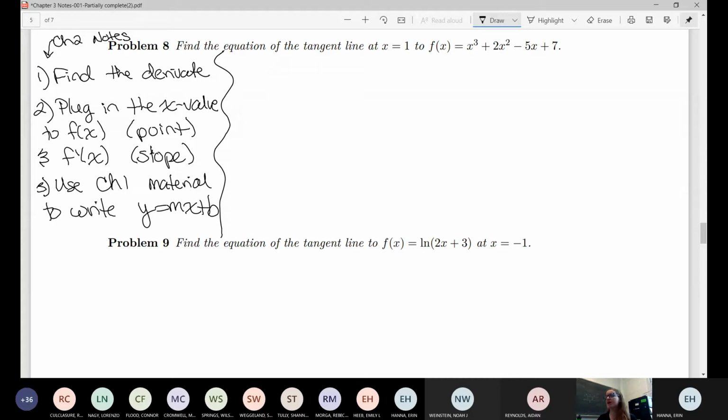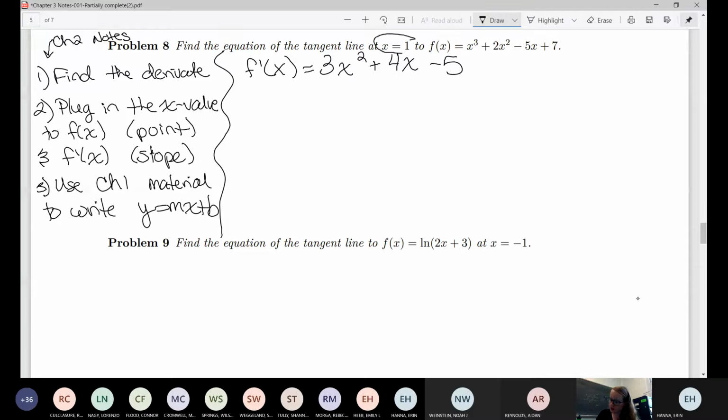But unlike in chapter 2, we can actually find the actual formula for the derivative. So that's what we're going to use instead of having to estimate using the instantaneous rate of change. So find the derivative. Derivative of x cubed, bring the power down, subtract 1 from the power. We have 3x squared plus 4x minus 5.